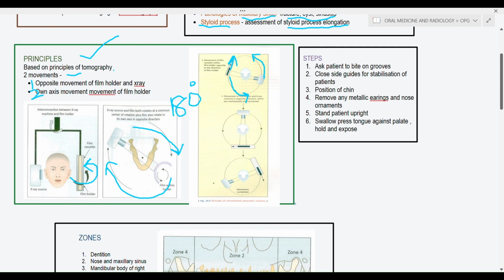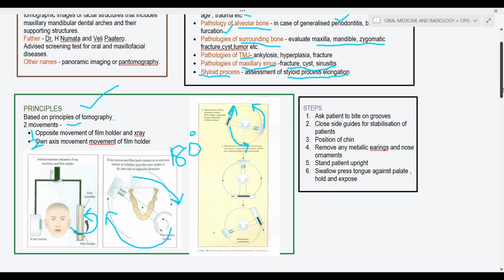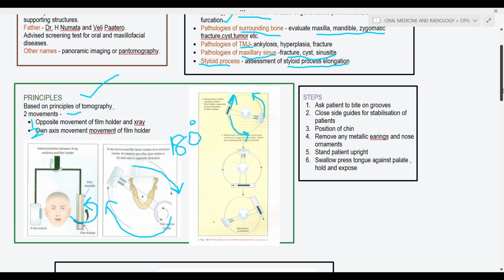So next, moving on to the steps of OPG. First one, ask the patient to bite on the grooves. Okay, there will be biting grooves present in the OPG machine. You have to ask the patient to bite on this. There are close-side guides for the stabilization of the patient's head. So the guides will be stabilized.